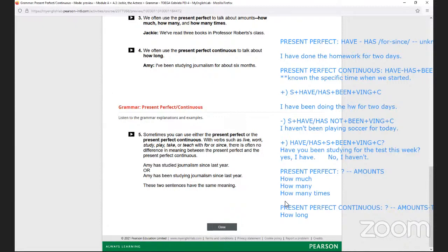It's the words for and since. Can we only use those words in present perfect, or can we use them for present perfect continuous too, like in this last example? Yes, we could use for and since with all perfects. So present perfect, present perfect continuous, we could use them with both.